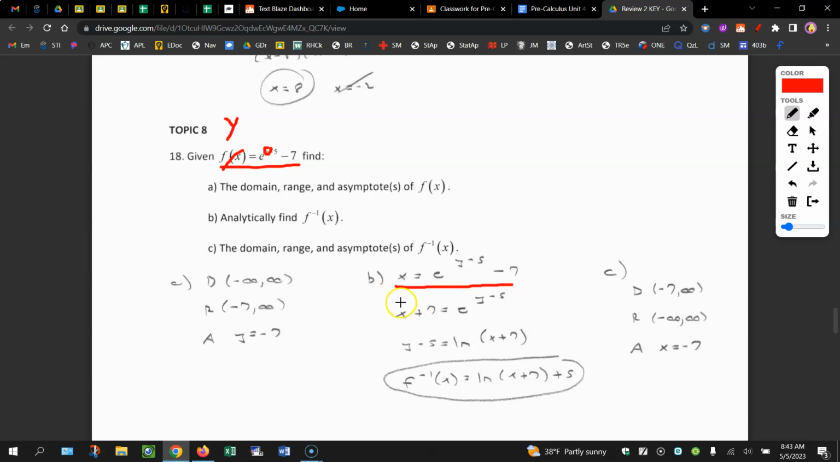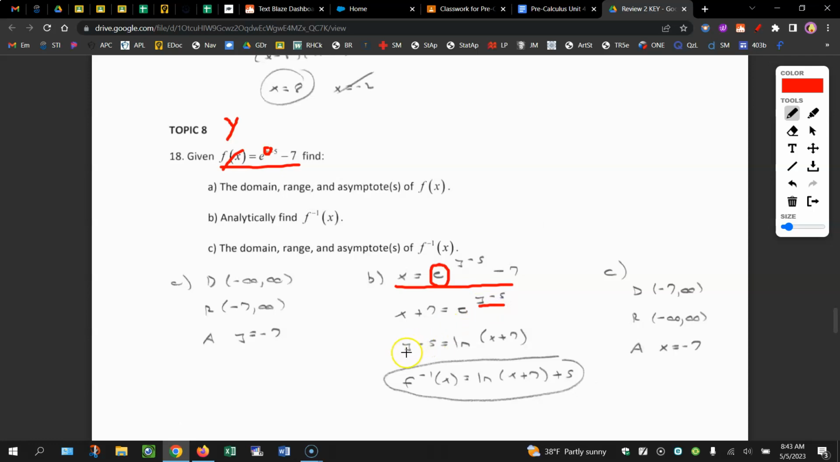So you switch x and y, you get to this point here, and then you're trying to get the base by itself, in this case, e. So subtracting, this is minus 7, so you're going to add 7. If, hypothetically, there was a number in front of the e, like a 2, then you'd have to divide both sides by 2. We don't have to do that here, so we can switch forms.